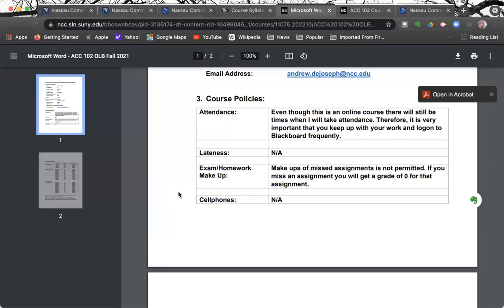Forget lateness, right? I mean, there is no such thing as lateness in an online class. This is important, though. I don't give makeups. So if you miss an assignment, you get a 0 for that assignment. Every assignment carries a certain number of points. So if you don't do the assignment, you don't get the points. It's as simple as that. And again, they make me put cell phones in here.